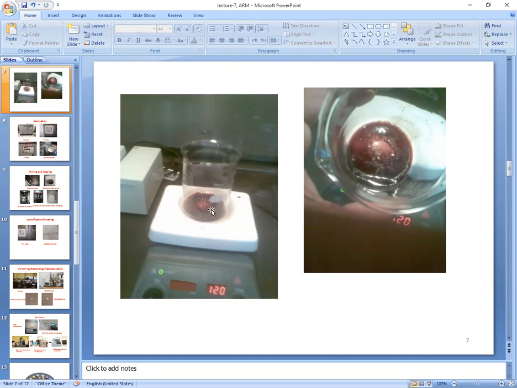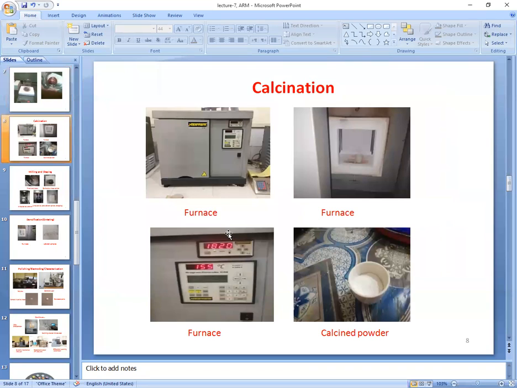You can see this is the gel, the solution is heating up on a hot plate. This is the temperature. You can see the temperature is 120 degrees centigrade. So we have given a high temperature here. Okay, again, we have already done this.